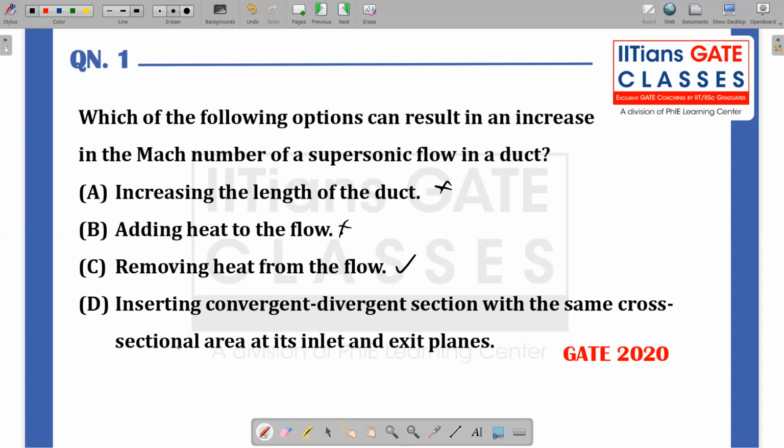So the last option, inserting convergent divergent section with the same cross-sectional area at its inlet and exit. Just to confuse you. We know if it is a supersonic flow, adding converging diverging nozzle is not going to increase the Mach number, it is going to decrease, because the moment the supersonic flow sees the converging section, it is going to decelerate the flow. It's a classic case of supersonic diffuser. So it's not correct. Okay, so it's a straightforward question.